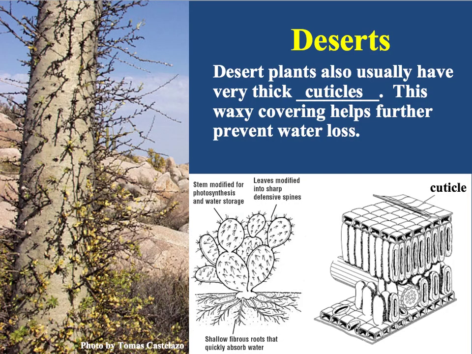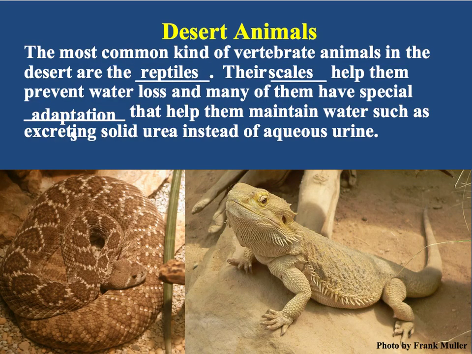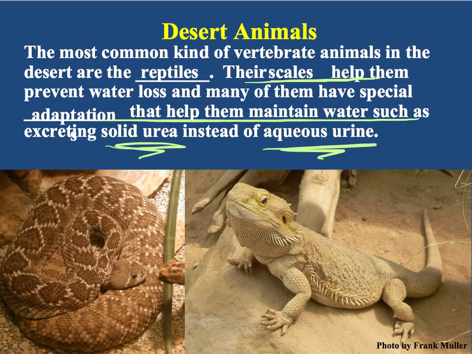Desert plants also have very thick cuticles, so they prevent water loss by having very thick cuticles. That's why when you feel a cactus, it's very waxy feeling. Desert animals are typically reptiles and have scales that will prevent water loss. They also have adaptations that help them maintain water, like having solid urea instead of aqueous urea. So it means that their urine is actually solid and not liquid.